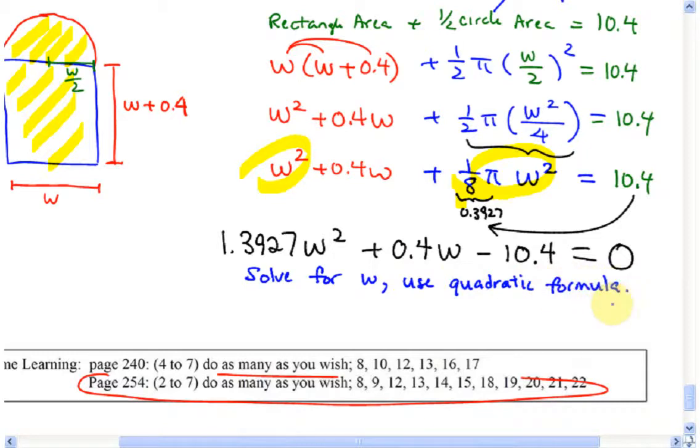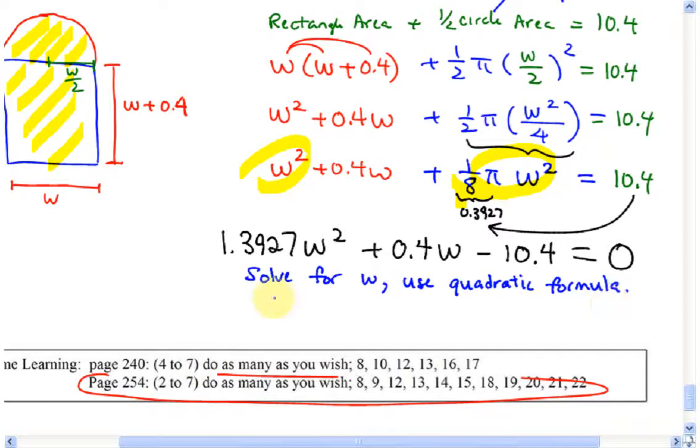Yes, Vincent. How do I get 1.3927? You see those two things I highlighted there? They're both W squared. They're like terms, so I just added them together. They don't cancel, you add them together. They're on the same side of the equal sign. W squared is equal to 1 W. That's right, just 1. Yep.